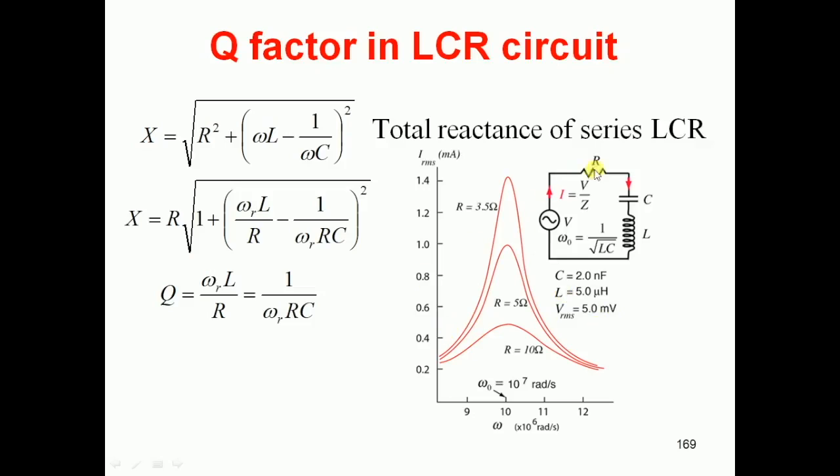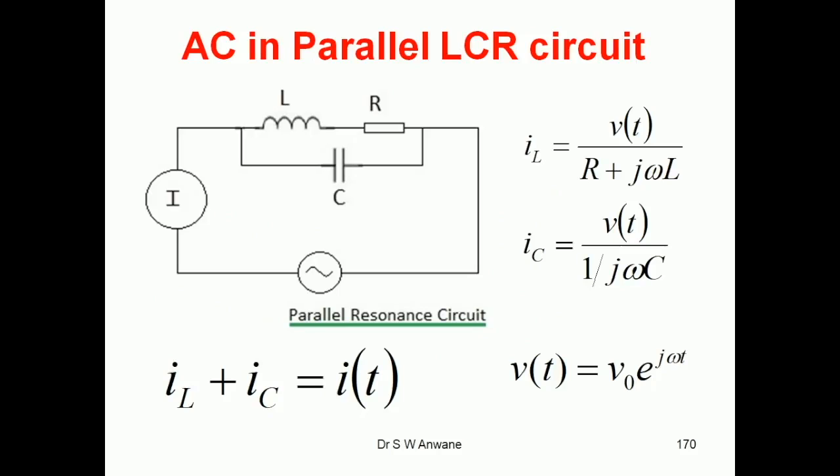This is again a series combination that we have started, and omega resonance frequency will be 1 upon under root LC. It doesn't depend upon the value of resistance. It depends upon value of inductor and capacitance. Now we shall quickly go through the parallel circuit. We have resistance and inductor in series, and the whole stuff is shunted by a capacitor.